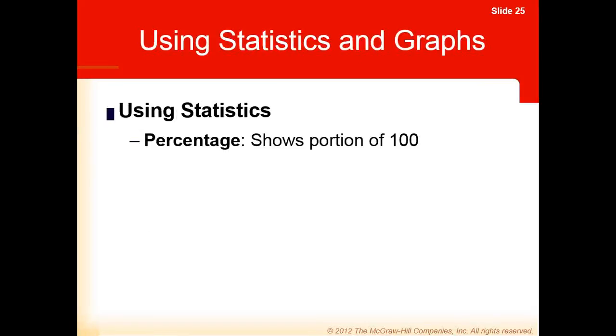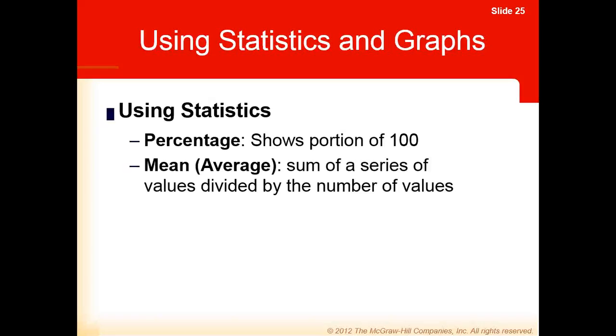Okay, looking at statistics. We can talk about percentage. That shows a portion of 100. If we talk about a probability, there we're talking about a portion of 1. But percentage and probability are revealing the same kind of information. It's just that you look at 100% as the totality of it. A probability of 1 is the totality. It means that something will absolutely occur.